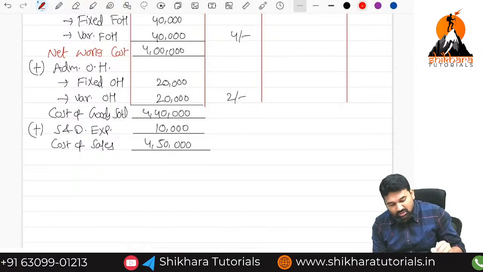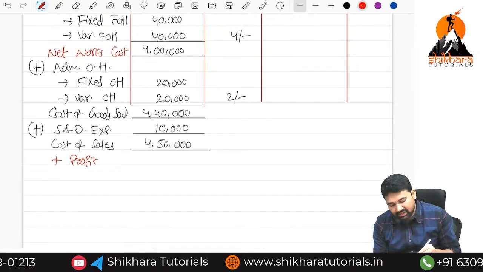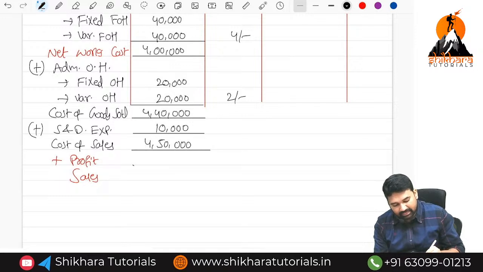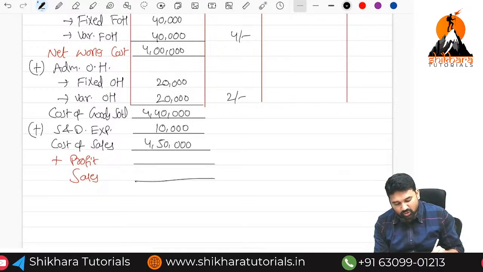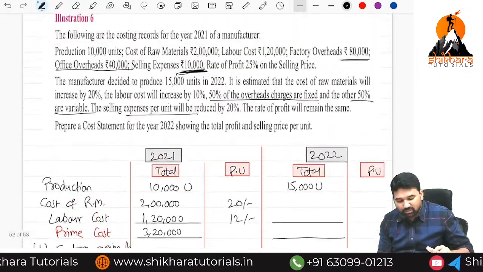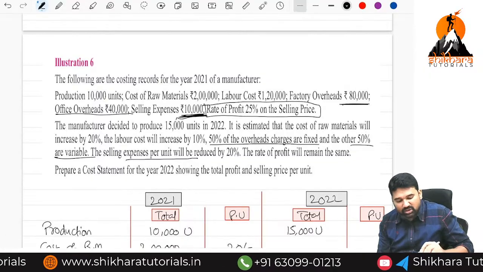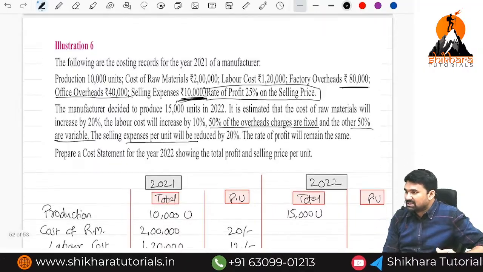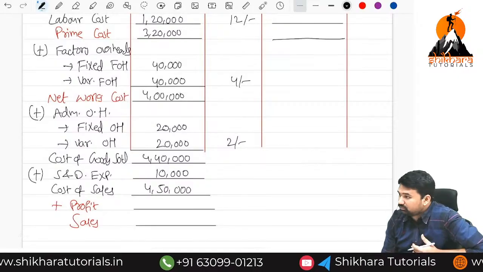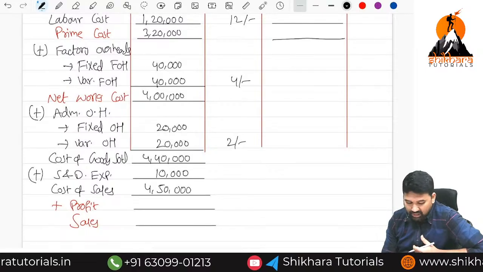4,50,000. To this cost of sales, what we need to add? Profit we need to add, and the result will be sales. Okay. Profit we don't know. Sales we don't know. But in order to find out the profit, he has been given the rate of profit is 25% on sales, selling price. Rate of profit is how much? 25% on sales. Okay. Listen carefully.